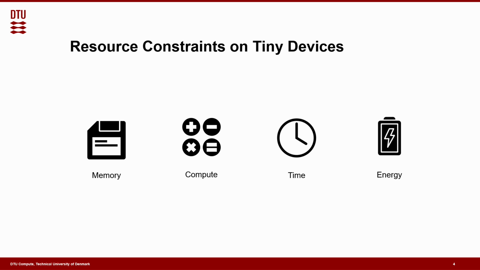However, when we want to deploy models on tiny devices, which we all want to do here, we can't just care about the accuracy if that means that our model is going to be humongous and it'll take a lot of memory to store. We also have to care about some resource constraints, and there's really a lot to consider. I've just mentioned a few here: memory, compute, time, and energy.